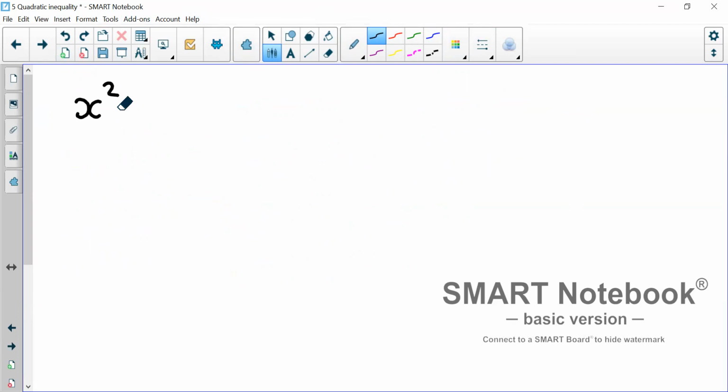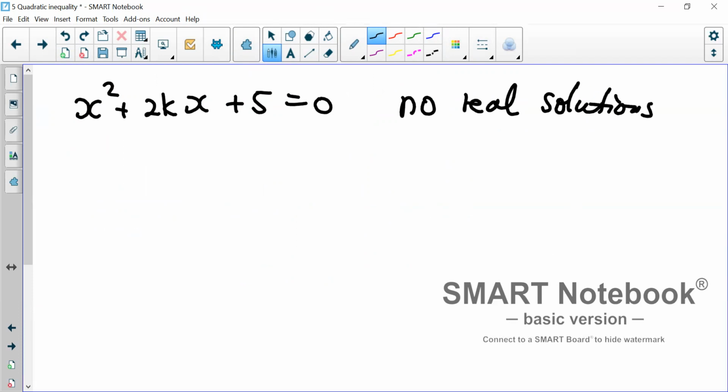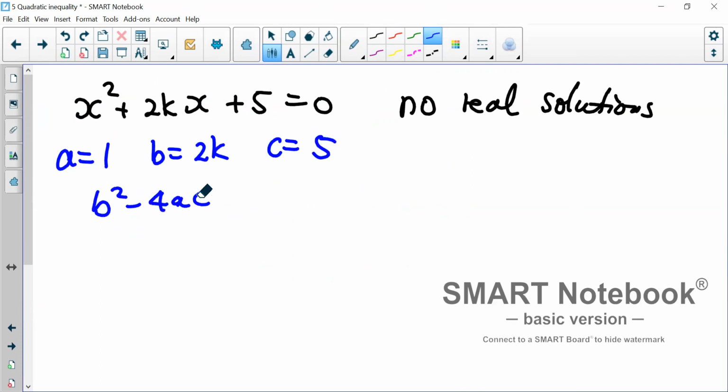So we have x squared plus 2kx plus 5 equal to 0. And we want to show it has no real solutions. Okay, so my a equals 1, b equals 2k, and c equals 5. So b squared minus 4ac equals 2k squared minus 4 times 1 times c, which is 5. And I want that to be less than 0.